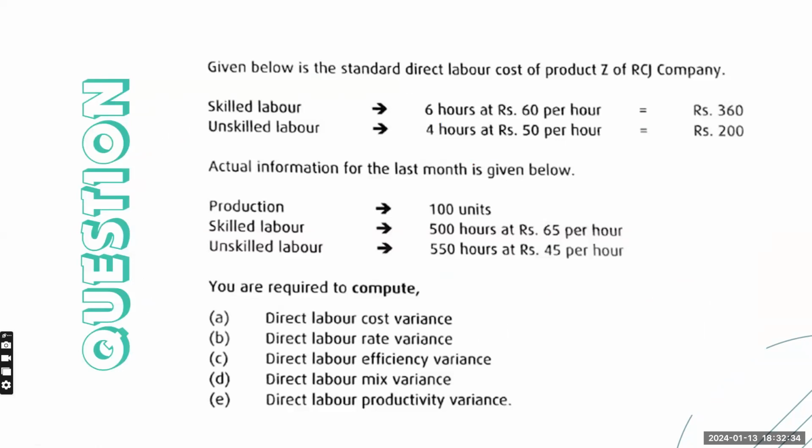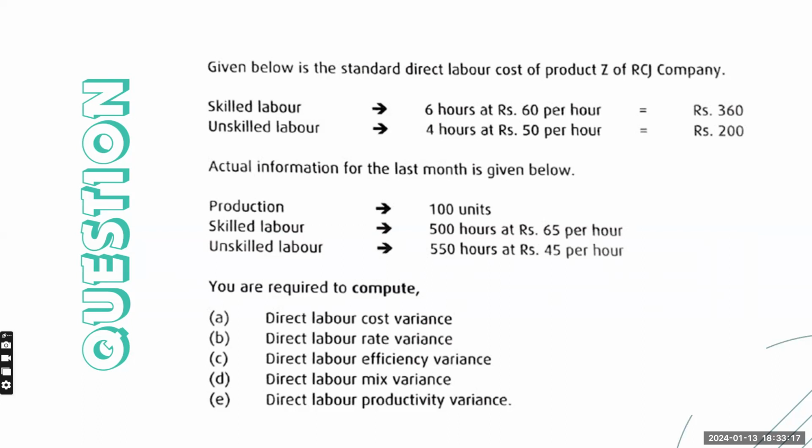Let's see this question now. Given below, again, this question is extracted from your study text. Given below is the standard direct labor cost of product Z of CJ company. They have 2 types of labor, skilled labor and unskilled labor, and they require 6 hours of skilled labor and 4 hours of unskilled labor. That is the standard. Then we have the actual information. Production is 100, and they have the skilled and unskilled labor proportion as well. Direct labor cost, rate, efficiency, labor mix, and yield.